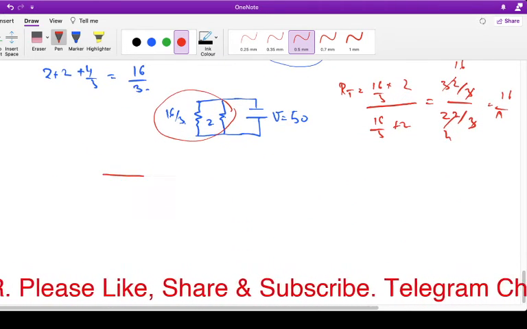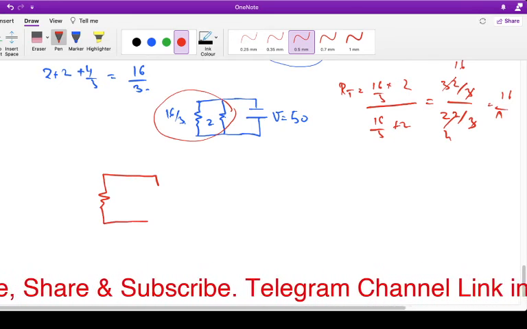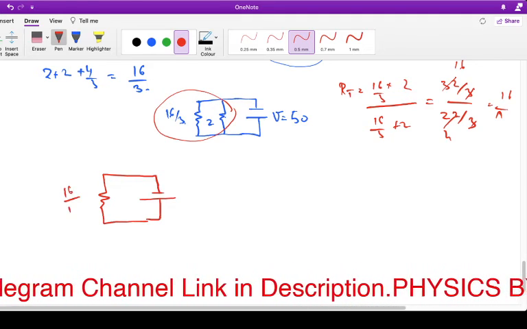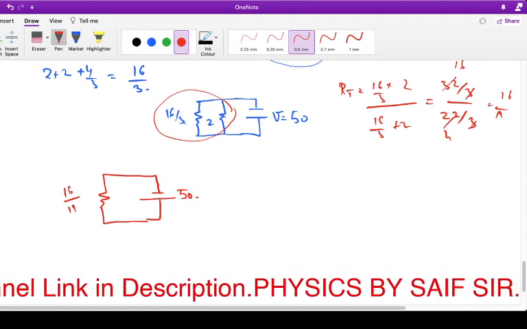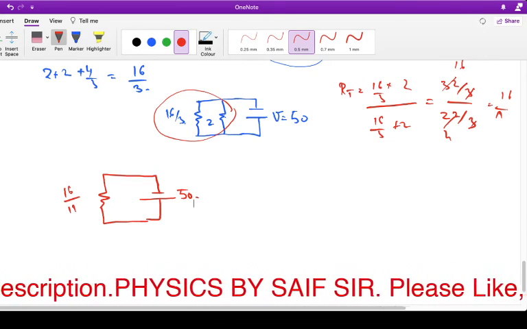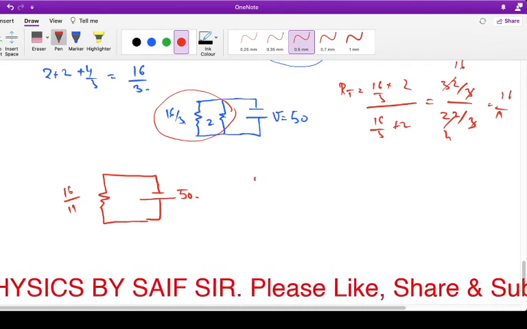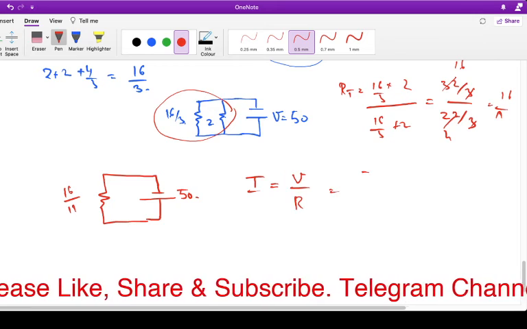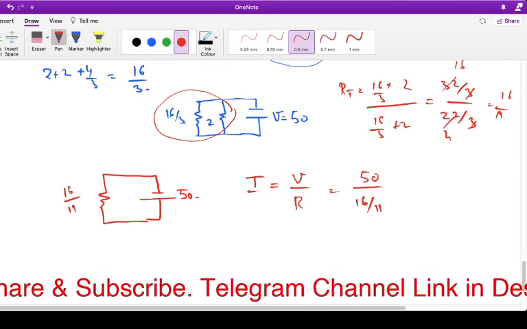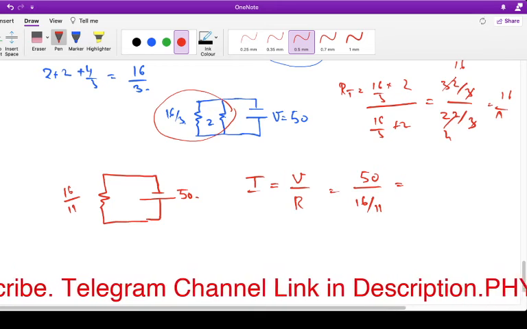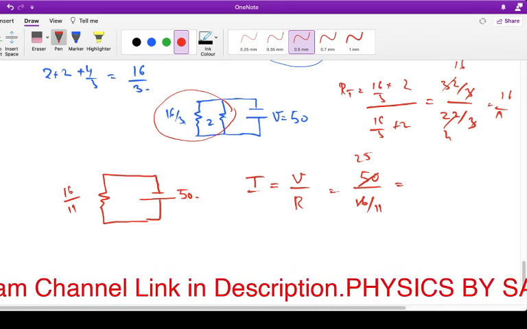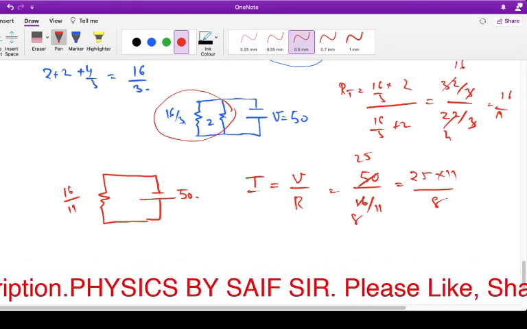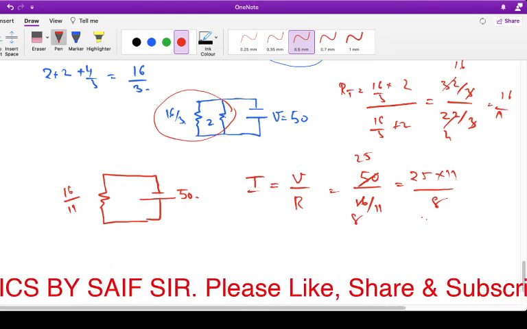Okay, now draw the final circuit. This value is 16 by 11 and here battery is 50. Okay, now just solve the equation. What you have to find? You have to find the total current in the circuit. I is equal to V by R. V is equal to 50 and this one is 16 by 11. This will become 25 into 11 by 8. Okay, this is the final answer.